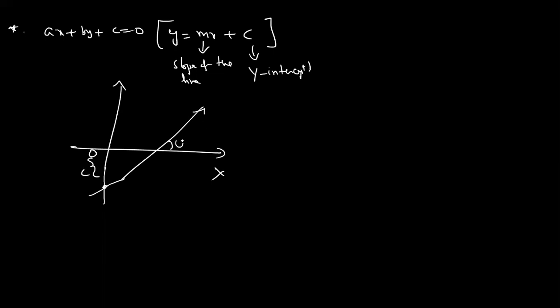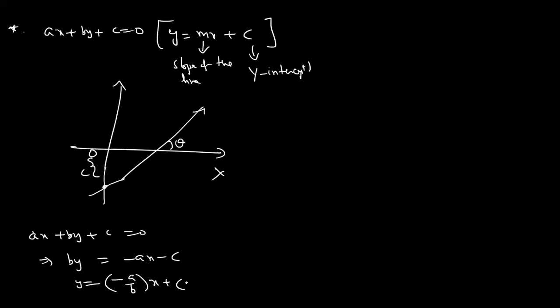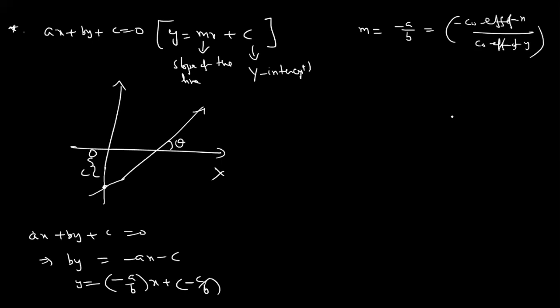The slope of the given line means m is tan theta. So Ax plus By plus C is equal to 0, converting into y is equal to mx plus c, means By is equal to minus Ax minus C. And what is the value of y? Minus A by B into x plus something. Comparing this, what is the m, anyone? This is minus coefficient of x by coefficient of y.